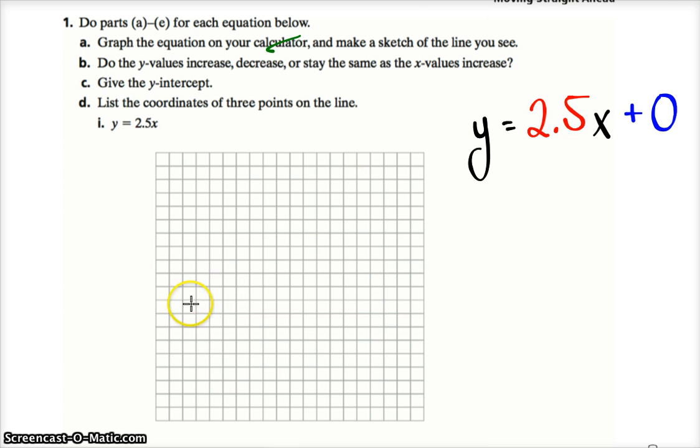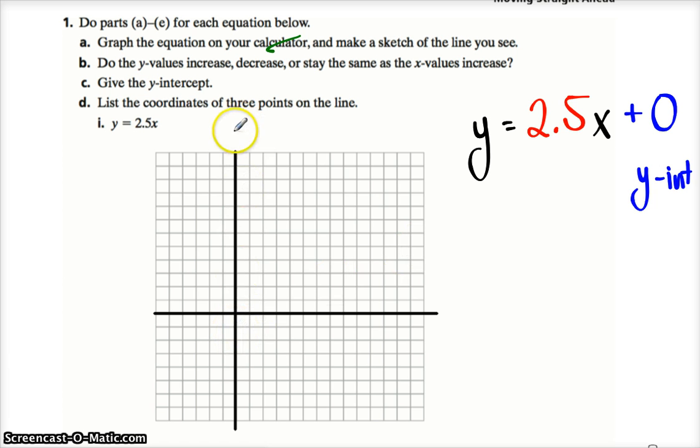So I'm going to draw some x and y lines here. I'll just pick the center or somewhere close to it. Doesn't really matter. So this blue mark here, this plus 0, that is my y-intercept. Okay, that is where I start my equation. So on the y-axis, I'm going to start at 0. So I'll start right here.